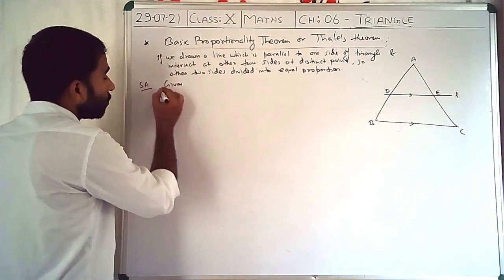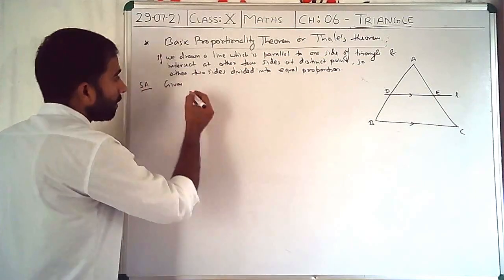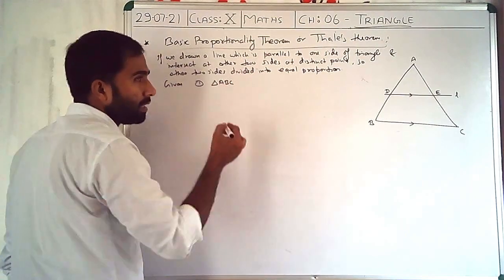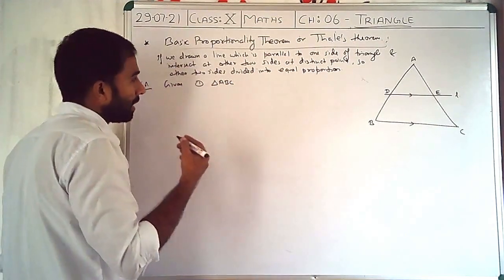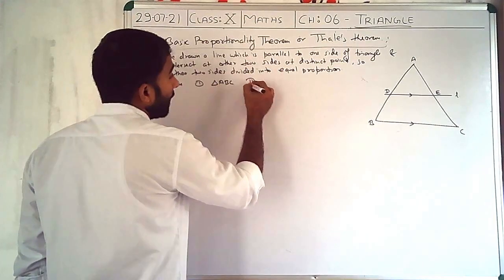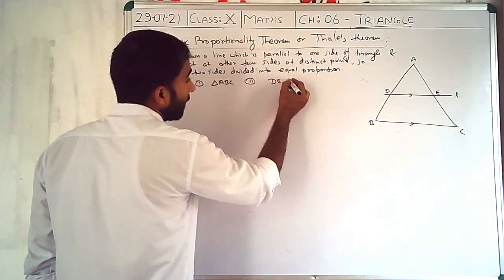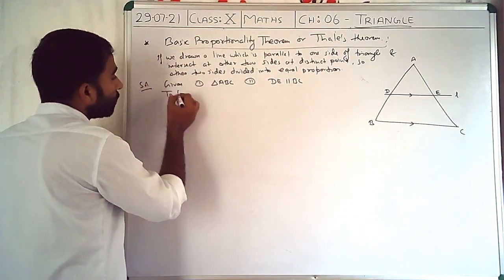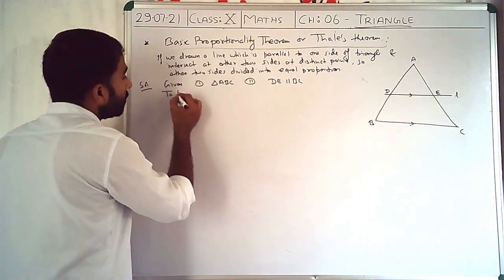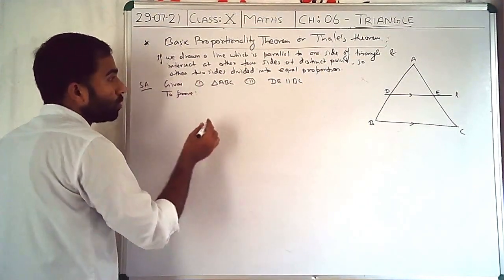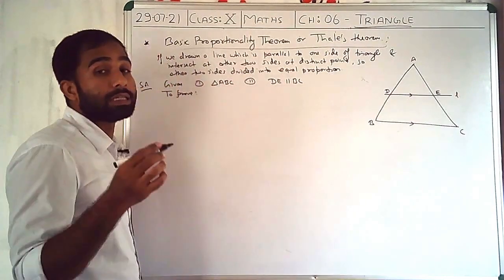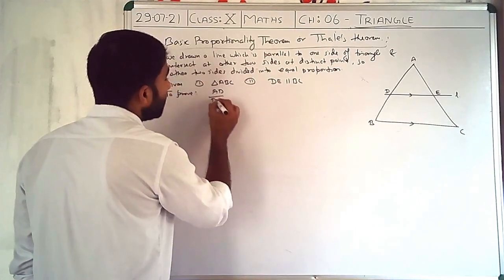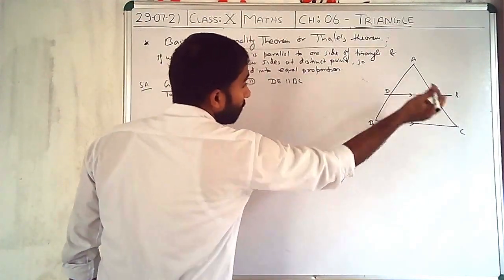Given, we have to write here given. There are two things given. First is a triangle, and the name of this triangle is ABC. This name we assume. And the second thing is DE is parallel to BC. This is the first part. And the second part, what we need to prove. We need to prove that the other two sides are divided in equal proportion. It means AD by BD is equal to AE by CE.